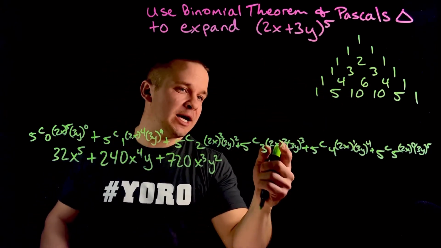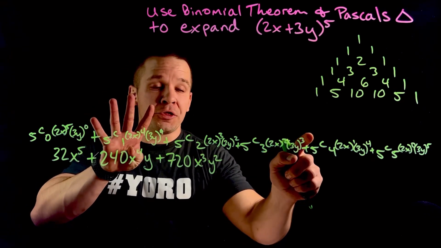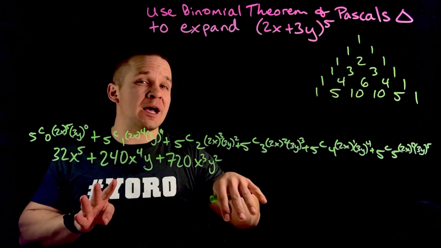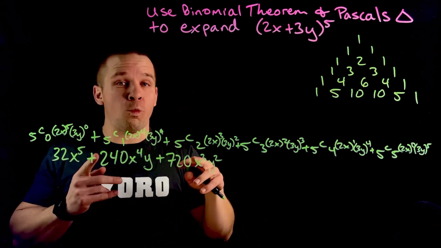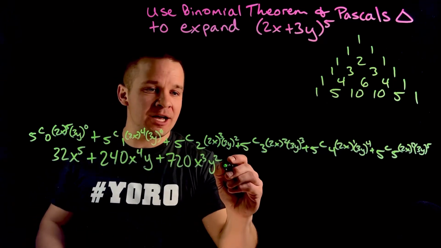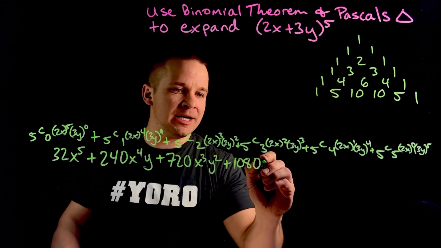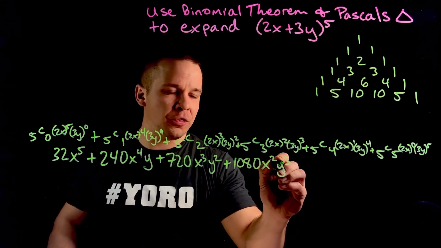Okay. So we got 10 once again. 2 squared is 4. 3 to the 3rd power, that's 27. 4 times 27 is 108. 108 times 10, just going to pop an extra 0 on. Boom, x squared, y to the 3rd.